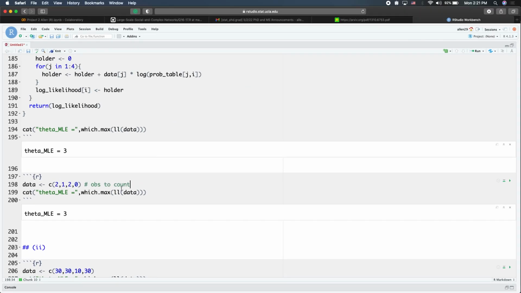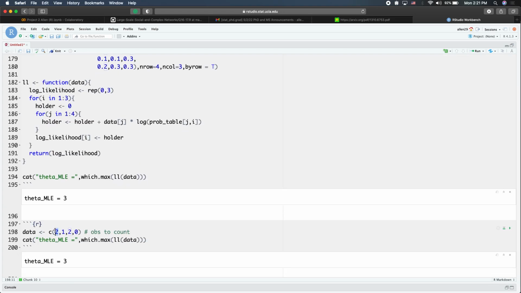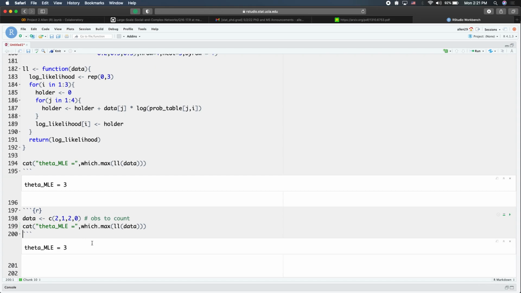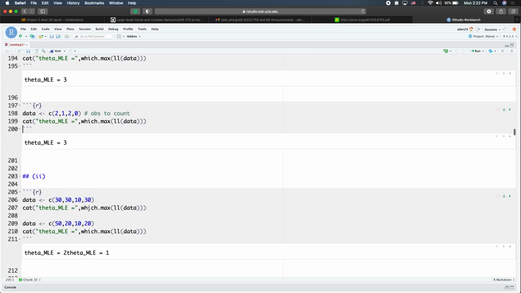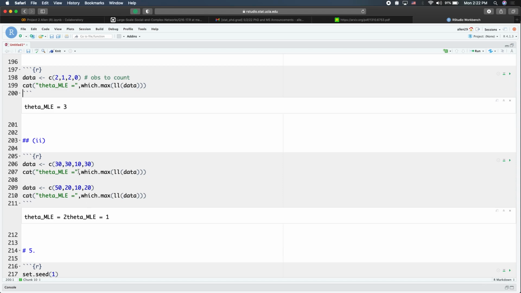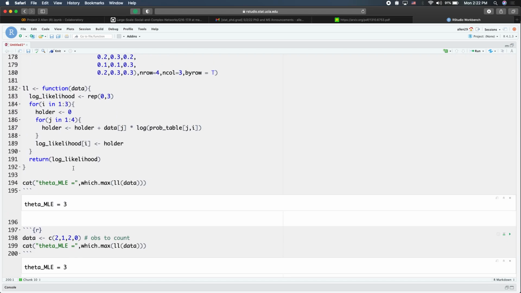So we can do it again. The data set is basically the same. We still have 2 occurrences for 0 and 1 occurrence for 1, 2 occurrences for 3, and 0 occurrences of 5. So again, to calculate that, we will still have the theta MLE equal to 3 when it is maximum. And later on, when we have different counts or a different data set, we will see that the theta MLE will be different. So any question up to this point?